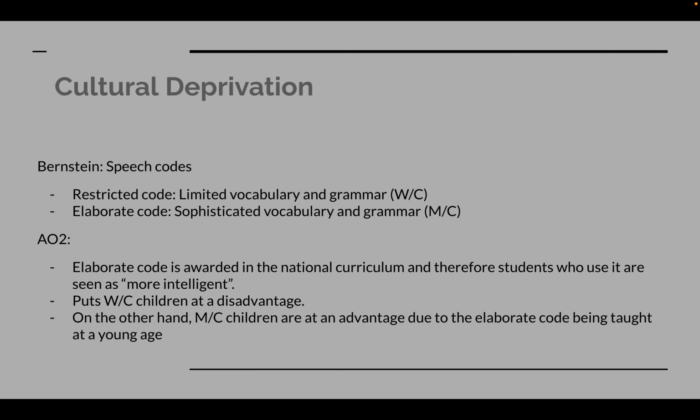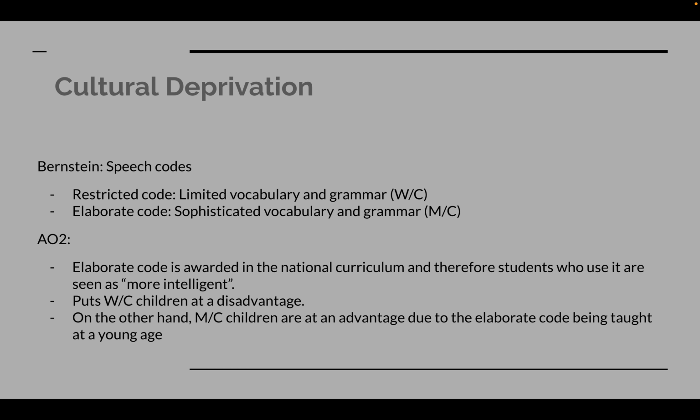We start with Bernstein and his speech codes. So these speech codes are basically how students speak and the type of vocabulary they use. So he identifies 2 types. This is the restricted code and the elaborate code. So the restricted code, which is normally used by working class, consists of limited vocabulary and grammar, while the elaborate code includes sophisticated vocabulary and grammar and is typically used by middle class children, as it is taught at a young age and that's how they are socialized.